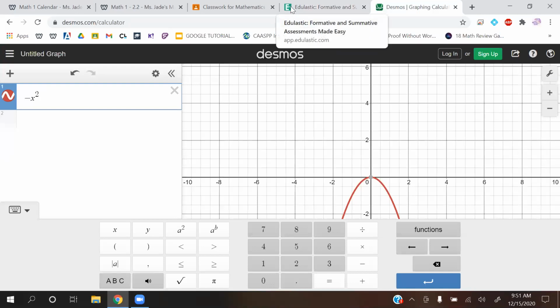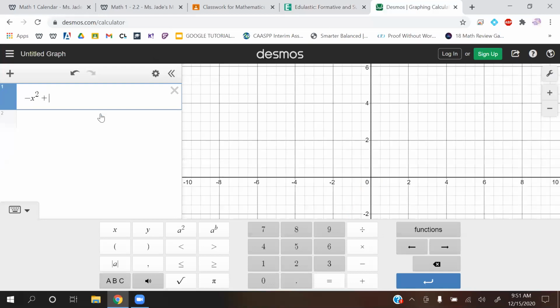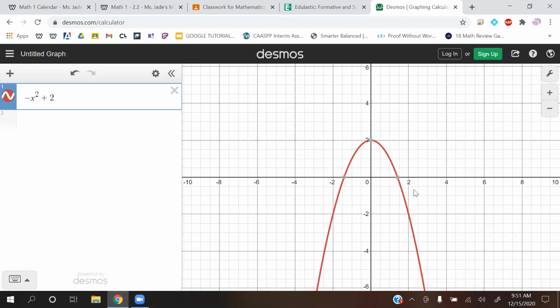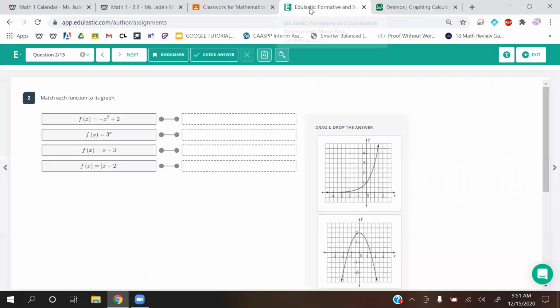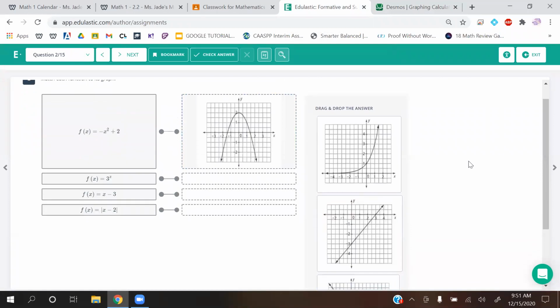It was negative x squared plus 2. Okay, plus 2. All right, so move that out of the way. You can see it is a quadratic function facing downwards, so it's like an upside down U. So that's what I'm going to look for. Oh, look, there it is. Drag and drop my upside down U.